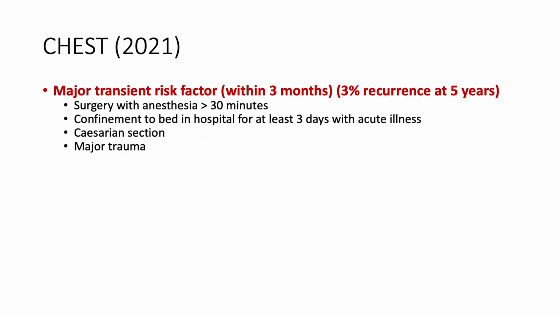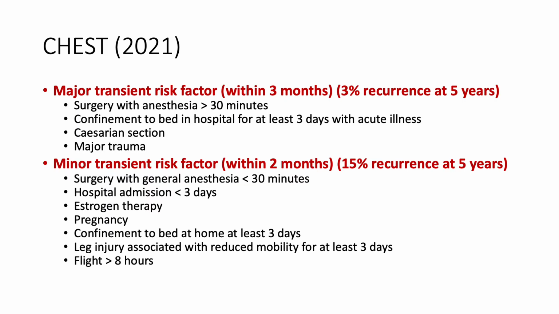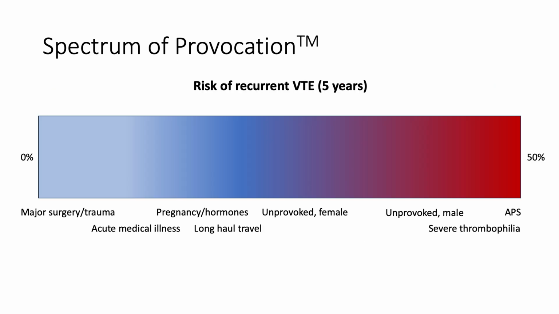So your major transient risk factors are surgery, hospitalization for 3 days, C-section, and major trauma, and those are associated with a very low risk of recurrence, like 3%. Your minor transient risk factors are going to be shorter surgeries, short hospital stays, hormone associated, bed rest at home, leg injuries, and long haul travel. And those are associated with like a 15% recurrence risk at 5 years.